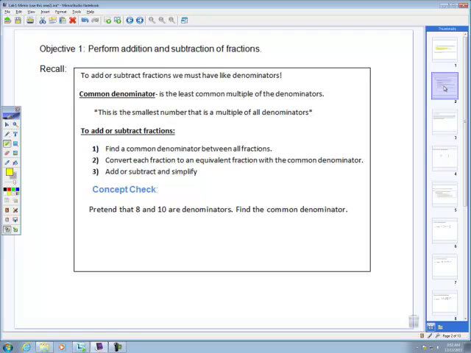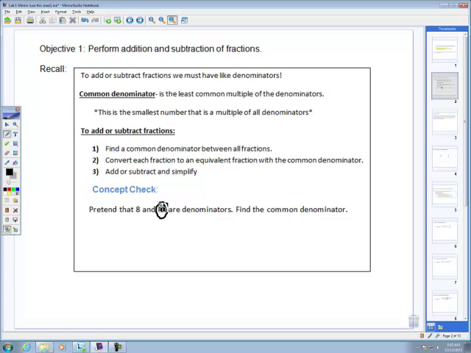One approach to finding the least common multiple is to check multiples of the larger number. In this case, the larger number is 10. So we first check 10. Is 10 a multiple of both numbers? 10 is a multiple of itself, but 10 is not a multiple of 8. So let's check the next multiple of 10. That would be 20.